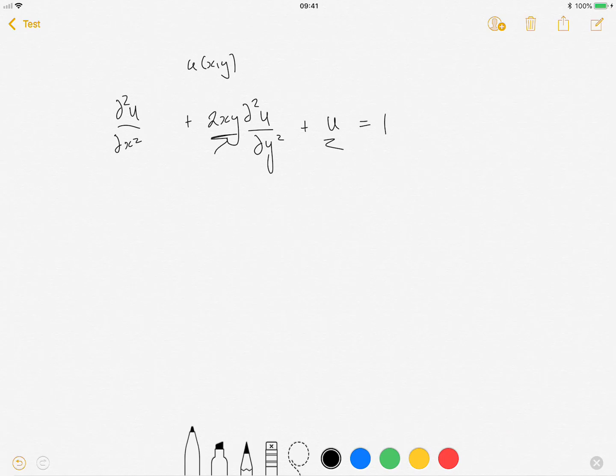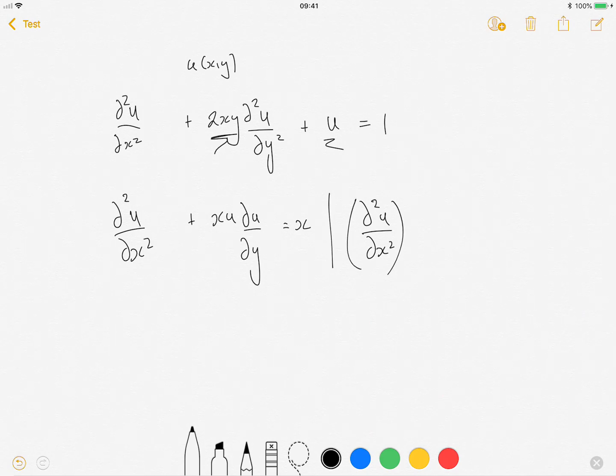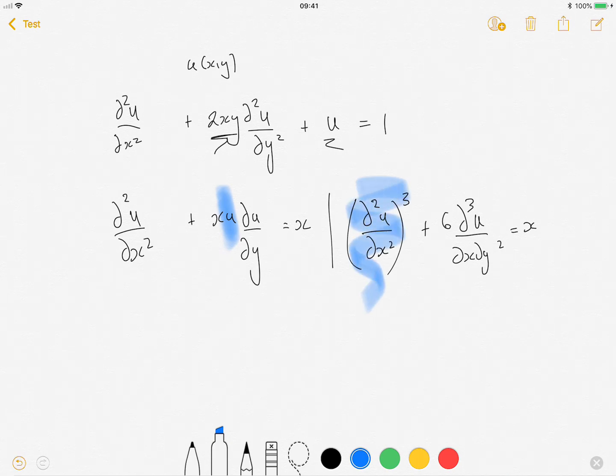An example of a nonlinear equation is simply d squared u dx squared plus xu du by dy equals x, or d squared u dx squared cubed plus 6 d cubed u dx dy squared equals x. Here the nonlinear terms arise because the coefficients do not depend on the independent variables themselves. Try and get your head around why this term would be a nonlinear term.